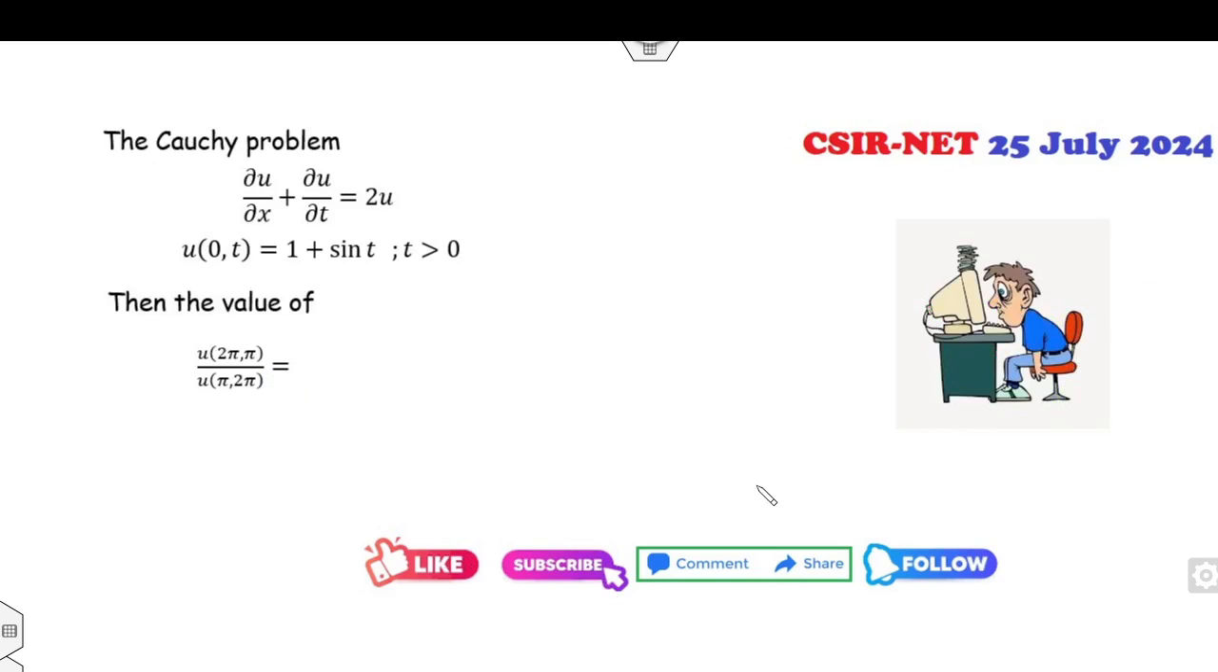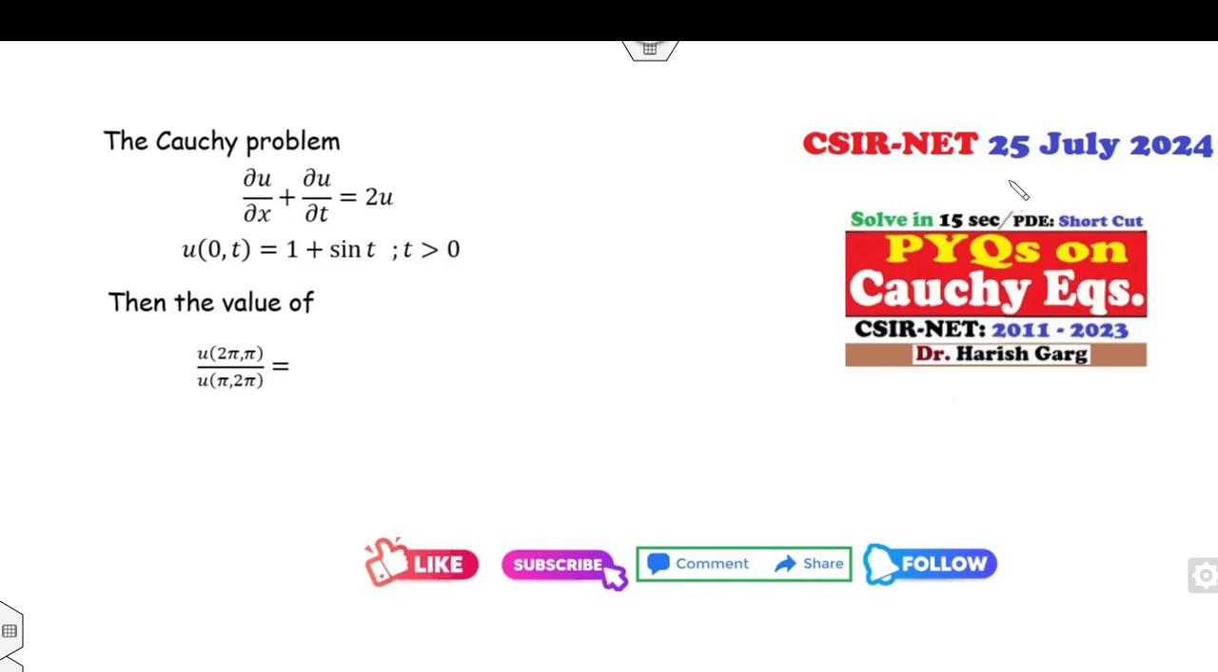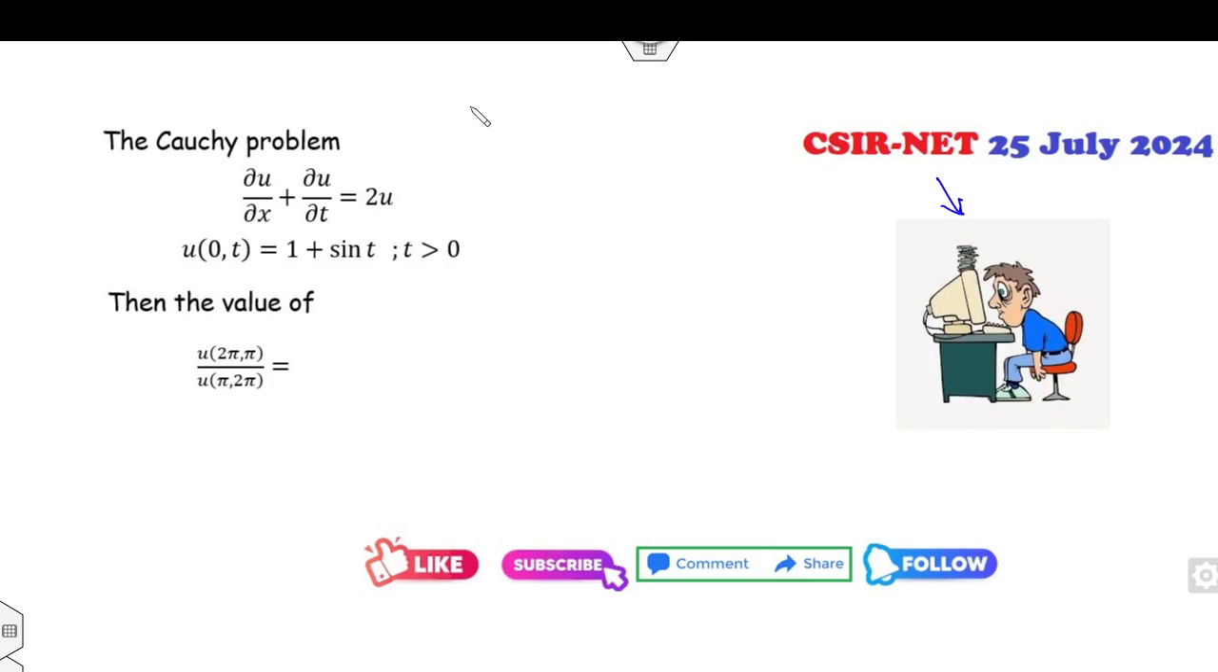Now you can see this is the Cauchy problem, and you are sitting in the computer center in the online examination. How can you solve this question in a fraction of a second? Very simple. If you already watched my lecture related to the 50 plus questions as I explained in this PYQ series, I am very sure that you can solve this question in 15 seconds maximum. How? You can write the Lagrange equation: dx upon dt is 1, du upon 2u.